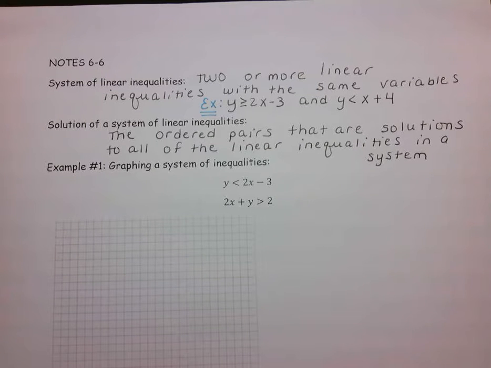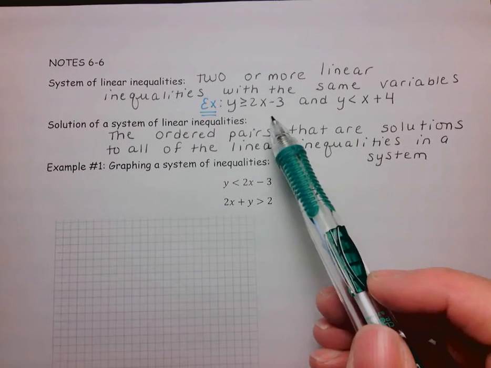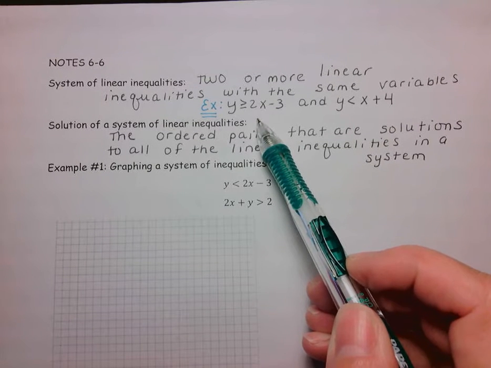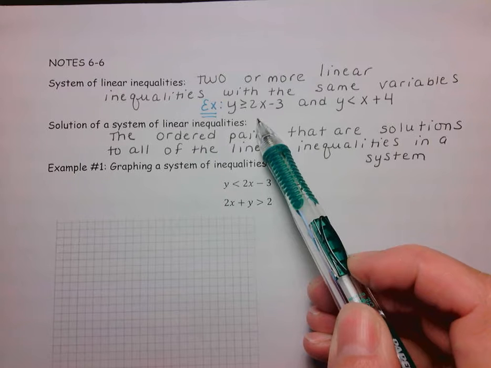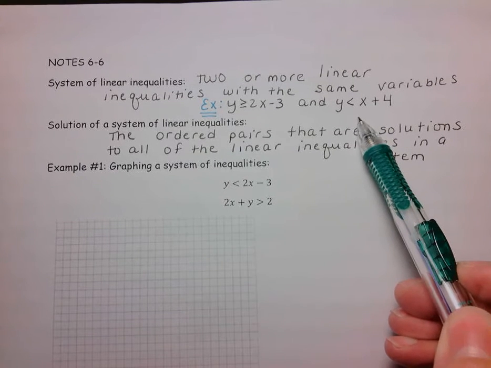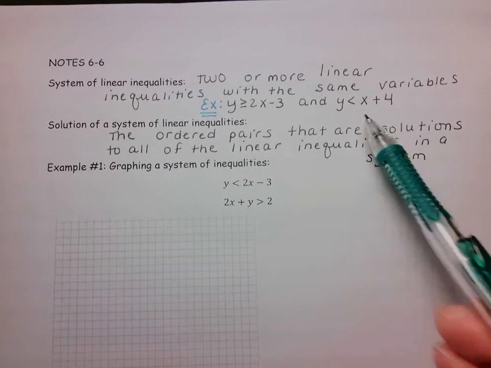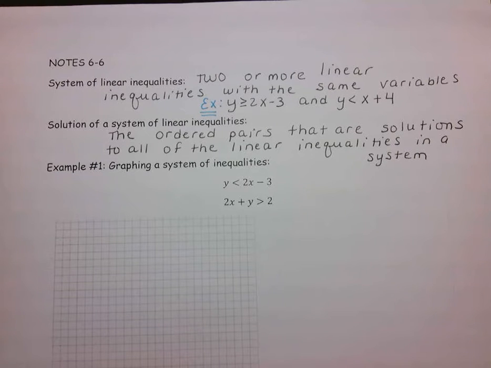This is the video for 6.6, and we are talking about systems of linear inequalities. A system of linear inequalities is two or more linear inequalities with the same variables. So for example, if I have y is greater than or equal to 2x minus 3 and y is less than x plus 4 graphed together on the same coordinate plane, I have a system of linear inequalities.